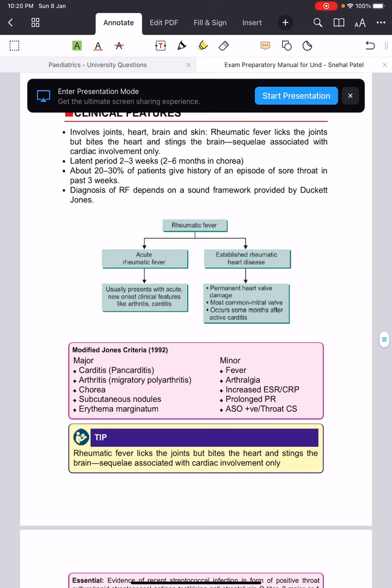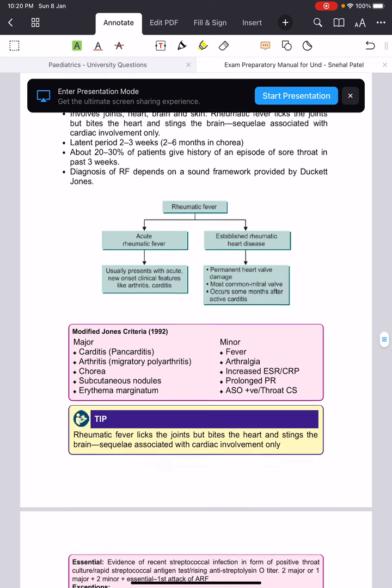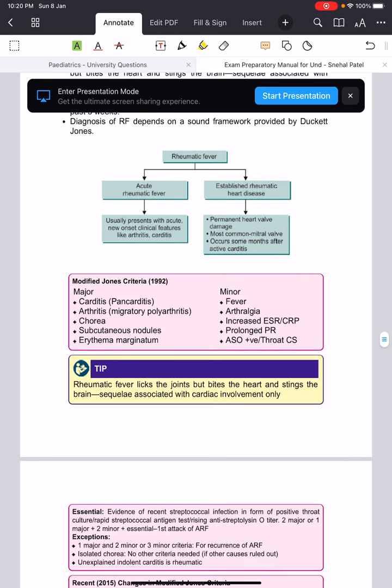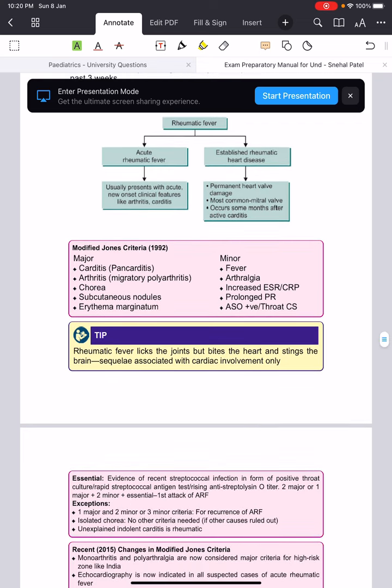Diagnosis of RF depends upon a sound framework provided by Duckett Jones. So there is the Jones criteria. Acute rheumatic fever usually presents with acute new onset clinical features like arthritis and carditis. Established rheumatic heart disease means permanent heart valve damage, most commonly of the mitral valve, which occurs after several months of active carditis.